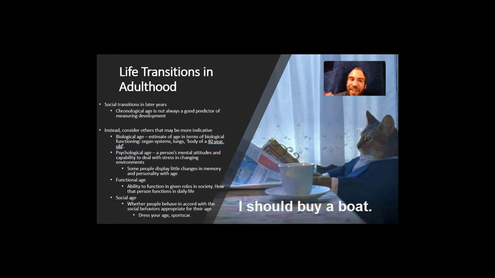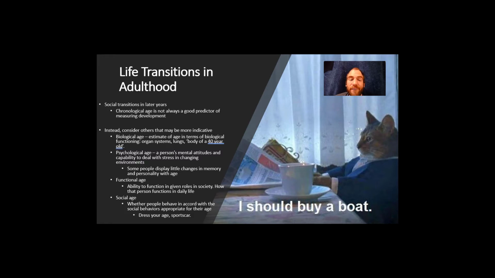You have psychological age, a person's mental attitudes and capability to deal with stress and changing environments. Some people display little change in memory and personality with age. I'm sure you know people that have had similar attitudes and ability to deal with stress throughout however long you've known them, even if it's 5, 10 years. Some people develop at different rates, if they're developing at all, in their psychological age.